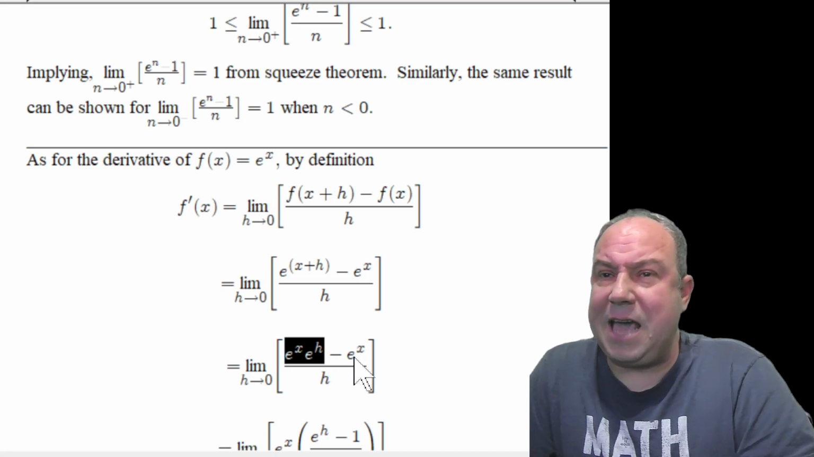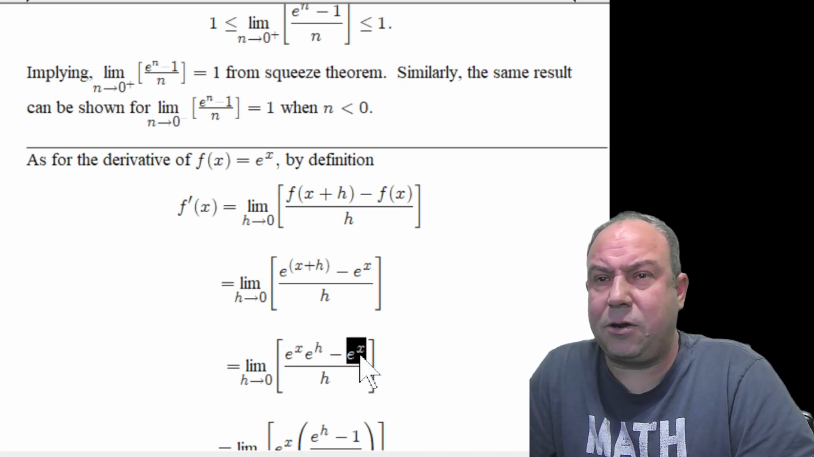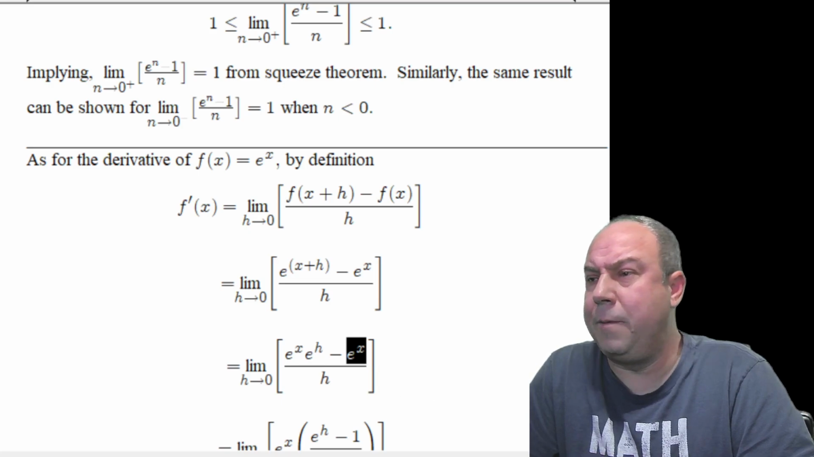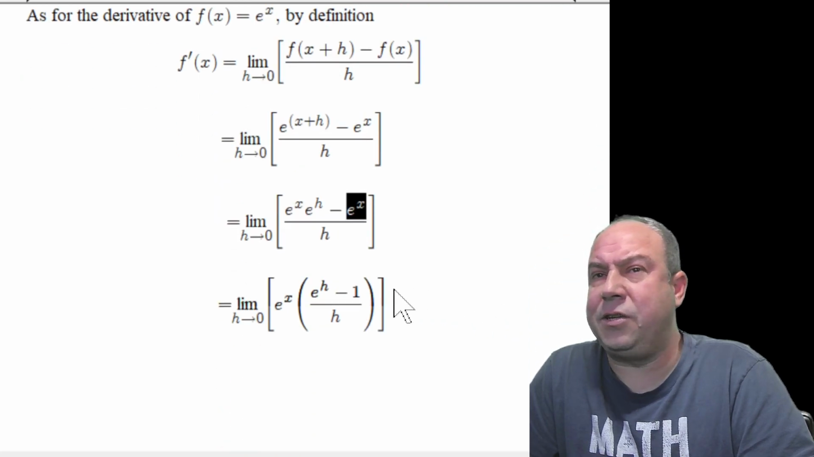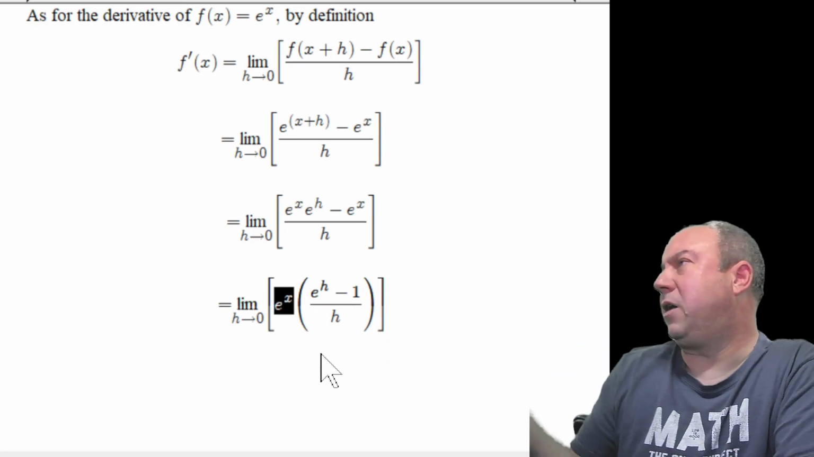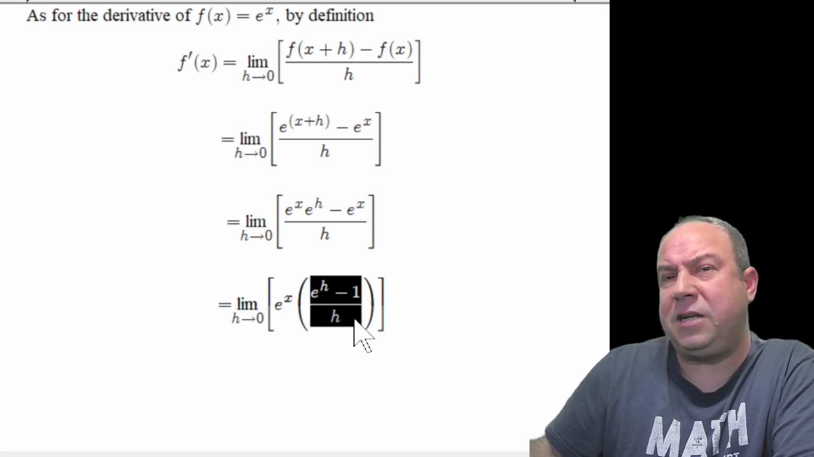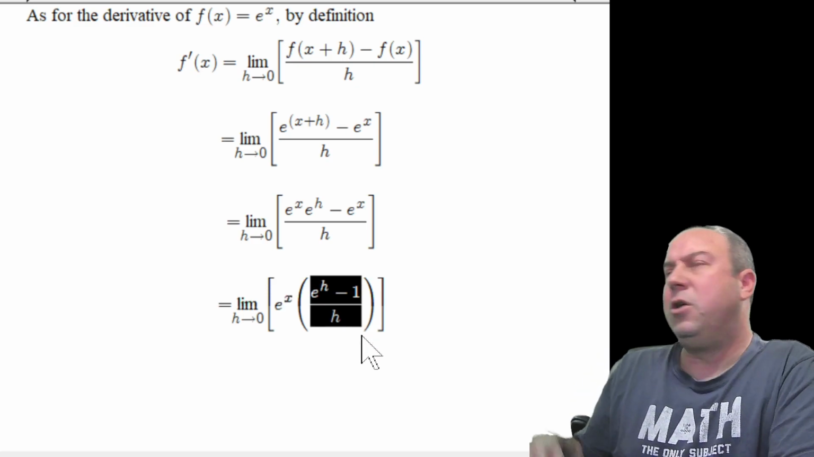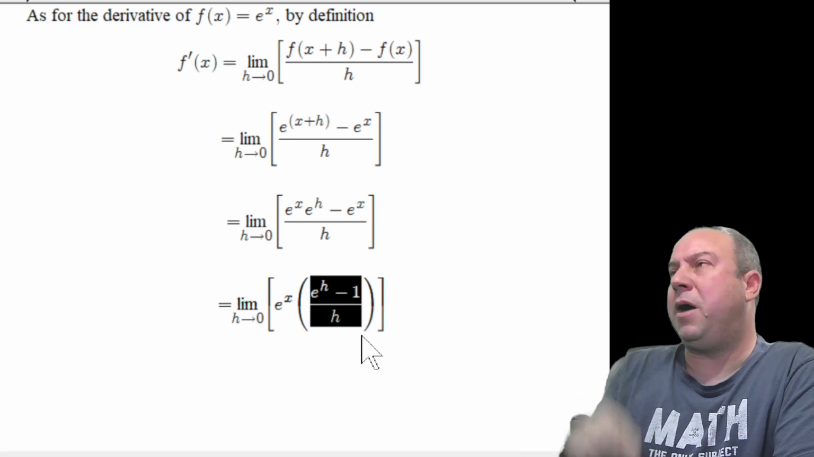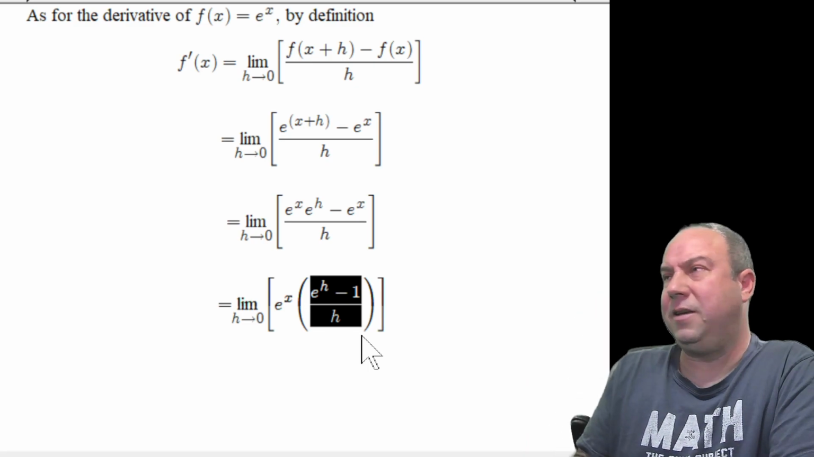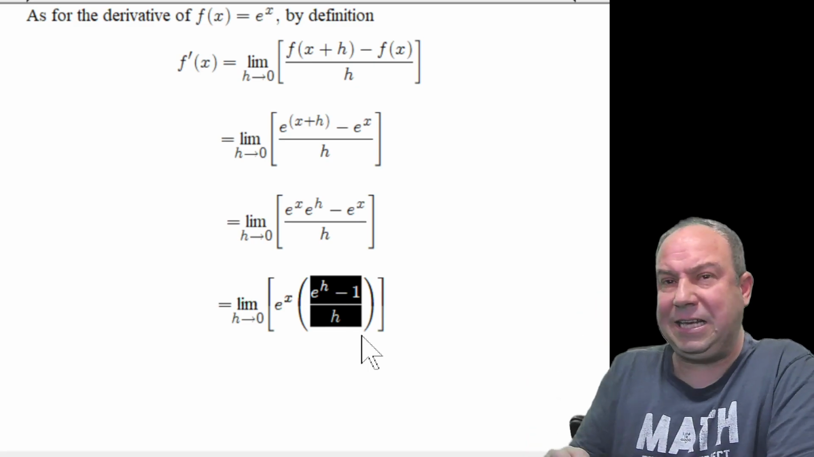Now that e to the x in both of these terms is a common factor, we can factor it out of each of those terms. So I'll bring it all the way out in front of the group, and what we'll leave behind in the group is e to the h minus 1 then divided by h, which should look familiar from above in the limit argument that we define using e.